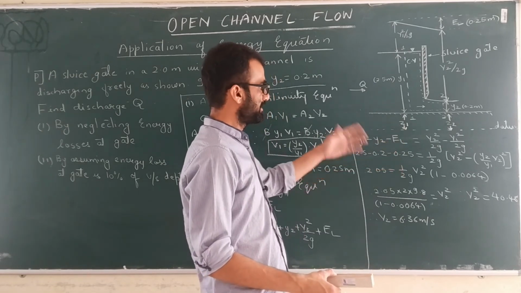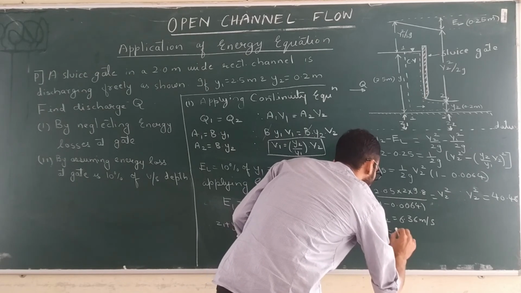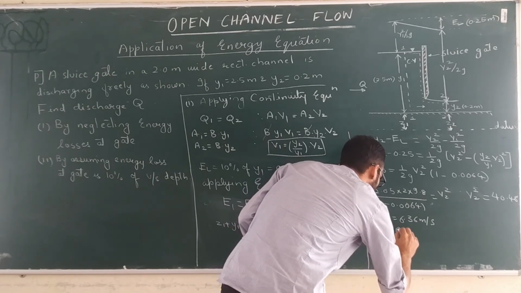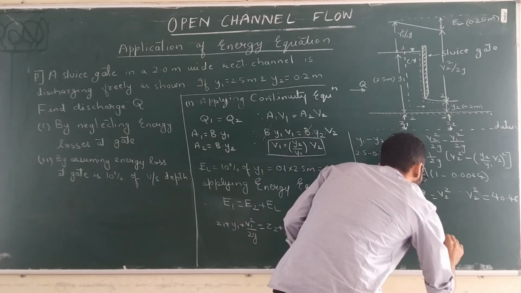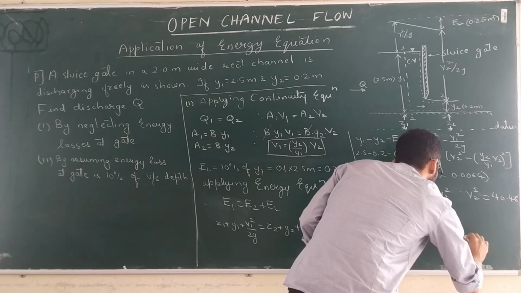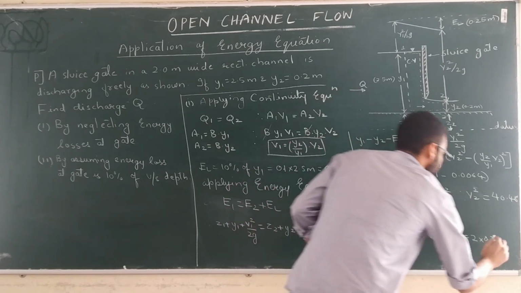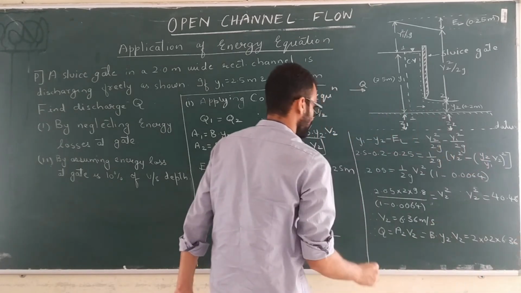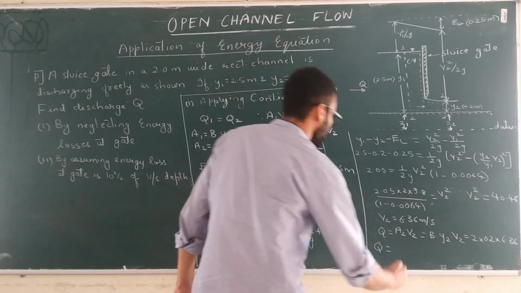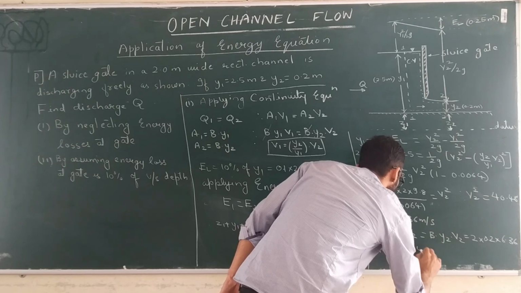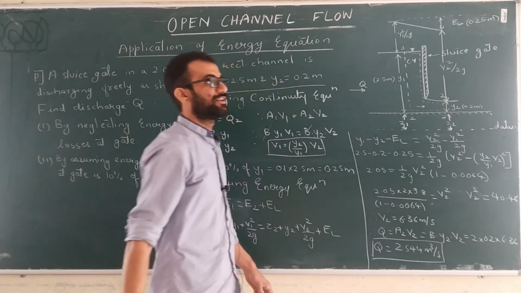In the same way as we did in the previous case, we can calculate the discharge. So discharge is A2 into V2, area into velocity. Area is B into Y2, again into V2. So B is 2, Y2 is 0.2 and velocity is 6.36. So finally we get the discharge as 2.544 meter cube per second. So we have arrived at our value of volume flow rate.